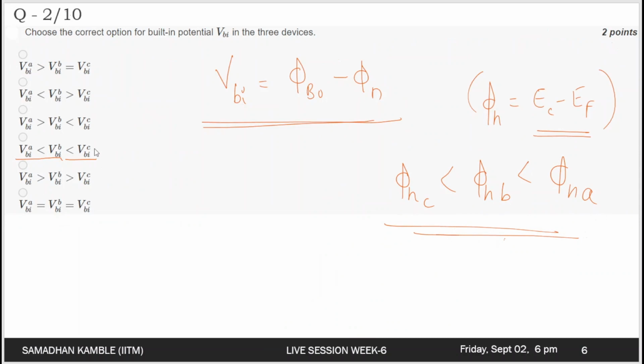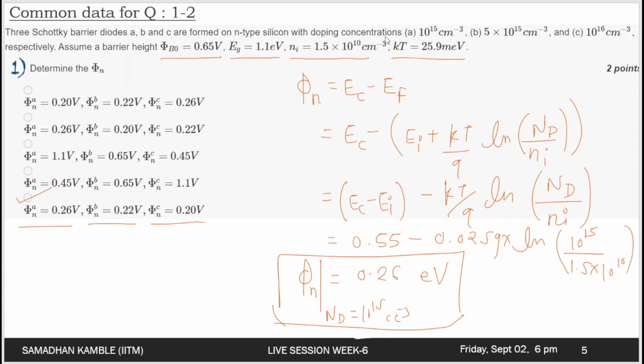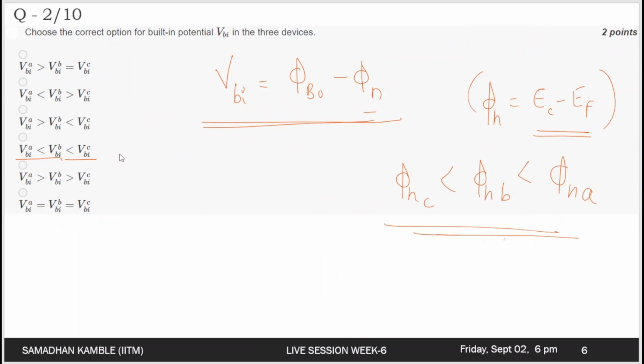Yeah, so this is indeed the correct option. We can see that the value of phi n decreases as we go on increasing the concentration, and as it decreases, the value of VBI will increase because the subtractant will be reduced here. So the built-in potential in three cases for three devices, based on the doping concentration, is given by this particular relationship.